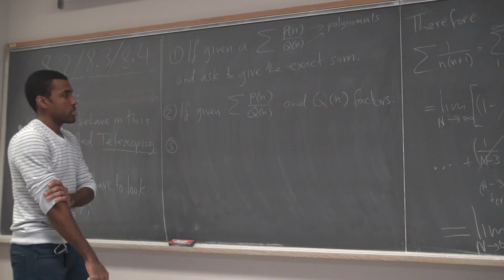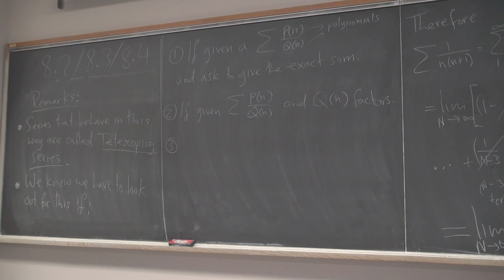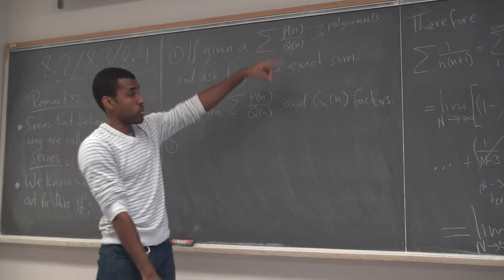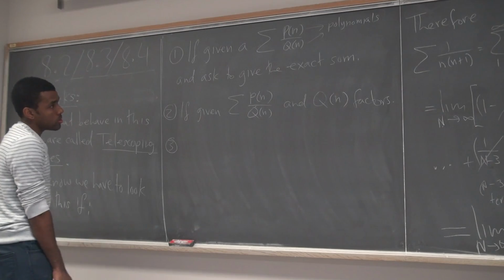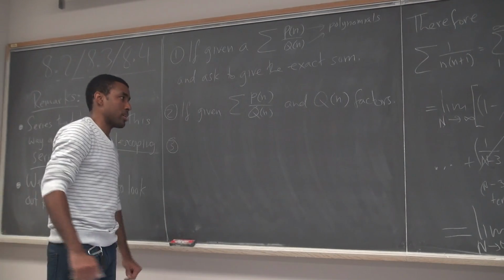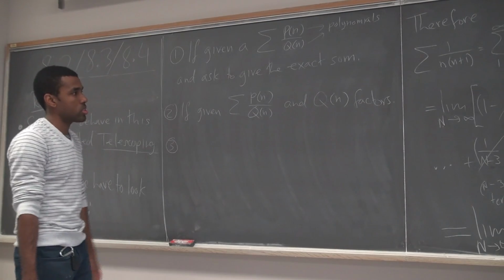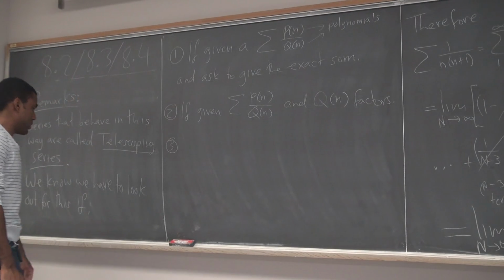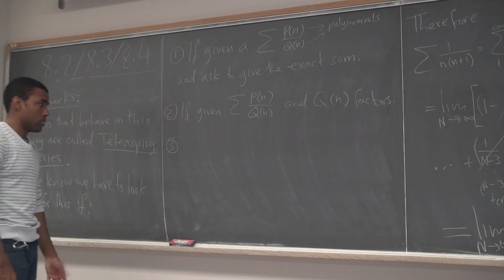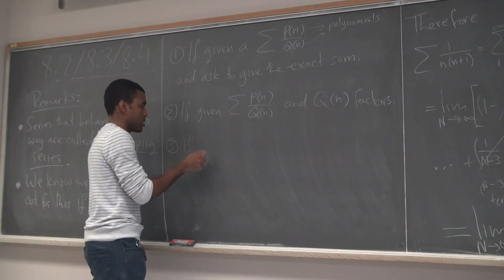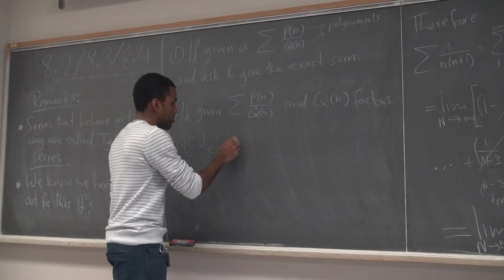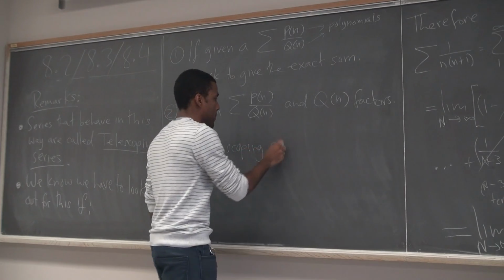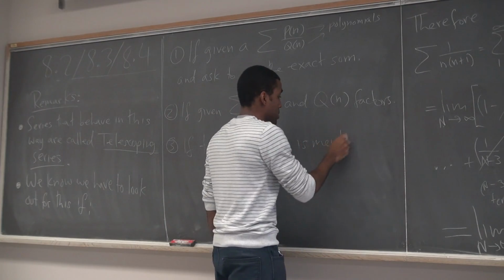Okay. What else? So once they ask us to find the exact sum, that's sort of a hint when you have a ratio of polynomials. Or if they don't really tell you to find the exact sum, but they ask you to evaluate or determine convergence or something like that, you can do this if you notice that Q of n factors. Where else? If they mention telescoping sum outright, you just know. Which very rarely happens, but it does happen.